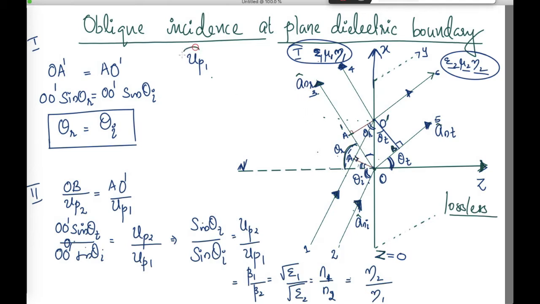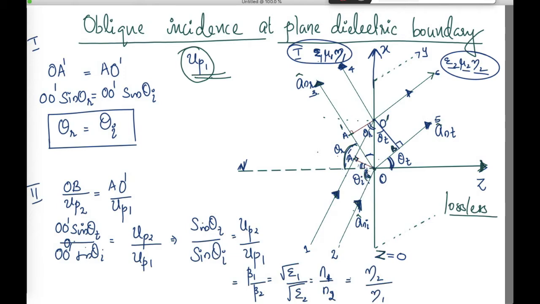And what happens is both are in the same medium, which has phase velocity equal to up1 in the first medium. So they travel the same distance with the same phase velocity, which means the time taken will be the same. Conversely, since the time taken by this ray to travel from A to O dash and the time taken by this ray to travel from O to A dash are the same, and since they travel with the same phase velocity, the distance is also the same. If time is the same and velocity is the same, the distance traveled will be the same. So you can say that OA dash is equal to AO dash. You can see that the angle at O between the incident ray and the normal is theta_i.